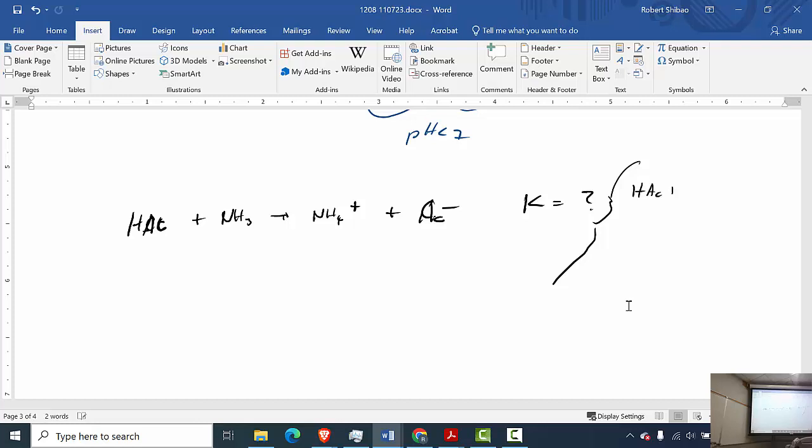And so they know HAc. They've seen HAc plus water. HAc plus water yields what? It yields H3O plus and Ac minus. What's this equation called? Yeah, it's called the ionization. What K does this have? It's a K value.